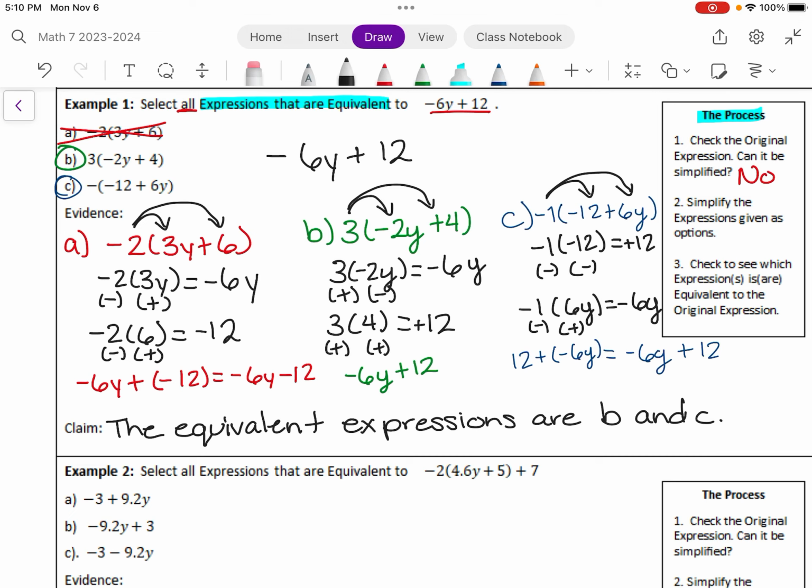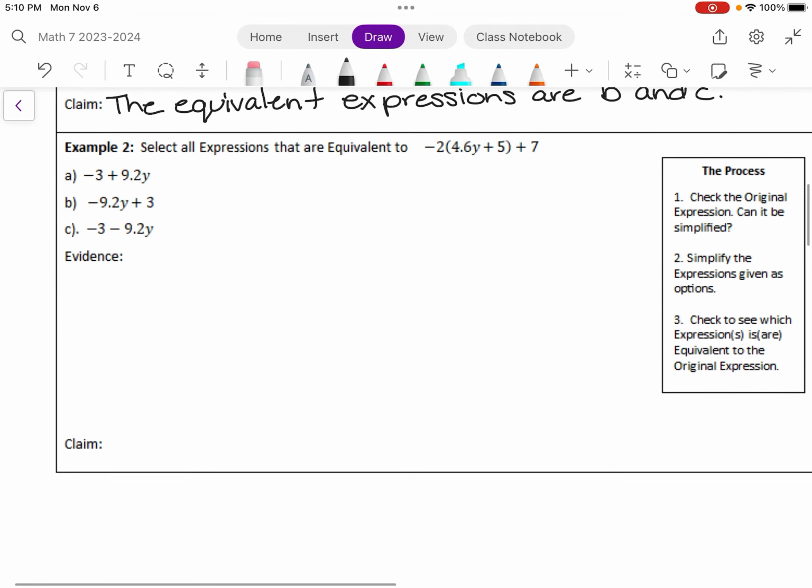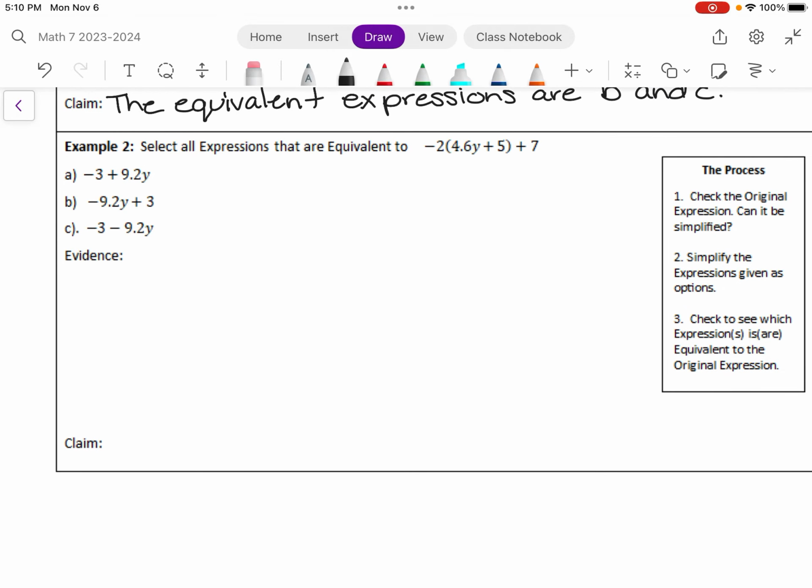Okay. The one just says check to see which expression is equivalent to the original expression, and that is what we did along the way. So let's do that again for example number 2. Select all expressions that are equivalent to negative 2 times 4.6y plus 5 plus 7.